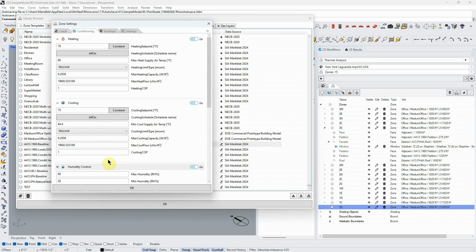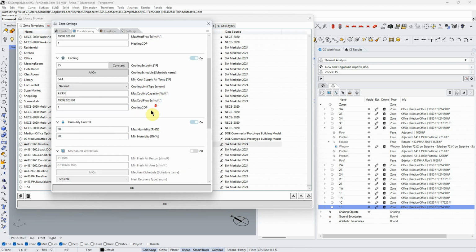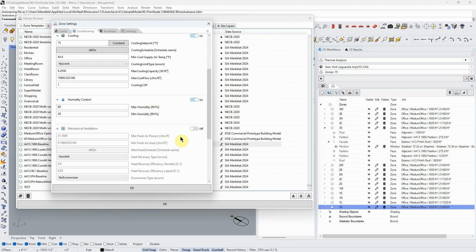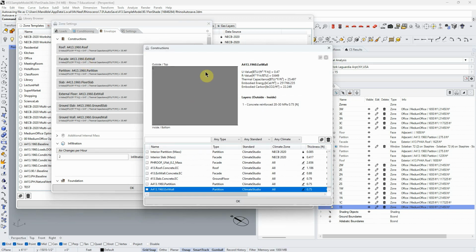I don't think I've ever changed. I just set these at standards from the Department of Energy, or the 90.1 standards. But I don't have any mechanical ventilation here. I did an envelope that's basically all concrete. So the exterior wall is all concrete, which is what the Guggenheim would be, I'm pretty sure.